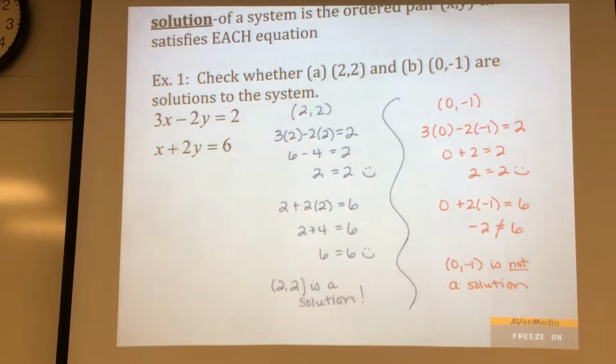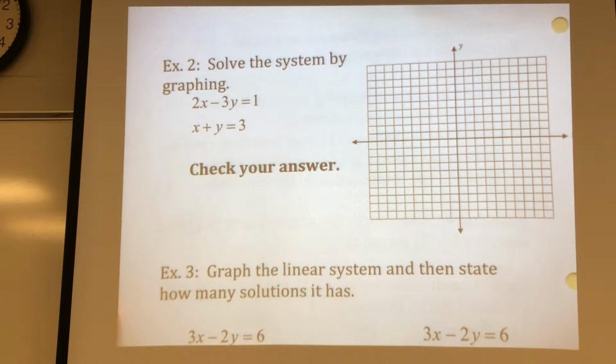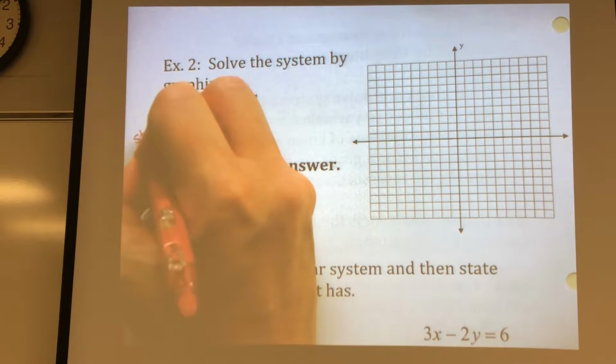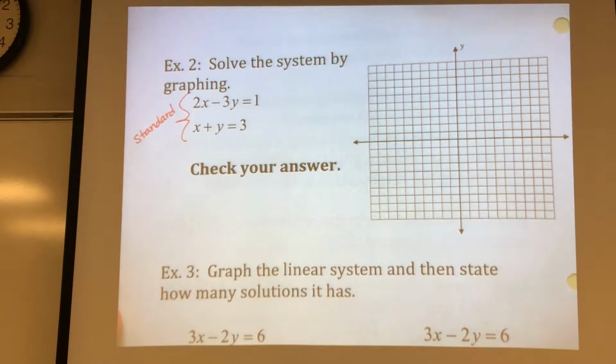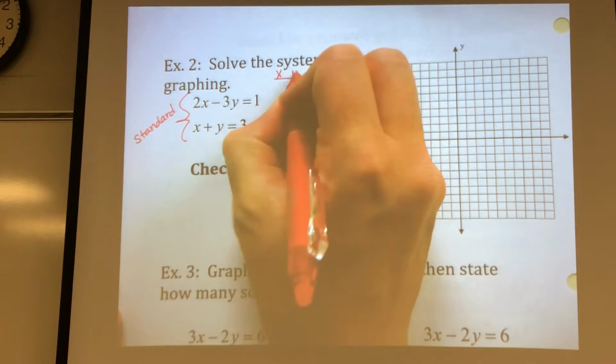Next, we are going to look at how to solve a system by graphing. There's multiple ways to solve a system, and we'll go through lots of different ones, but we're going to start with graphing. Both of these equations that they gave us here are in what we call standard form. Now you can manipulate them to put them in slope-intercept form, or you can use the quick way to graph standard form, which is by finding x and y intercepts.